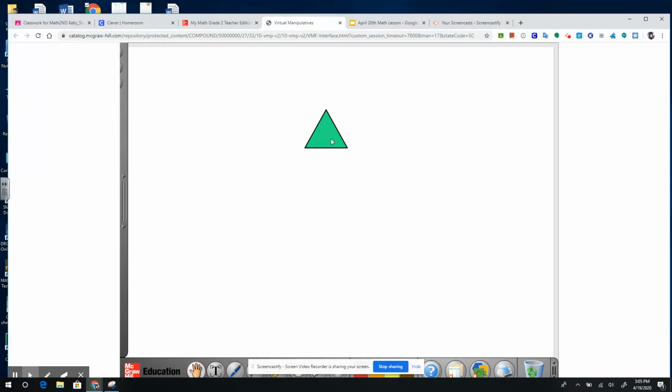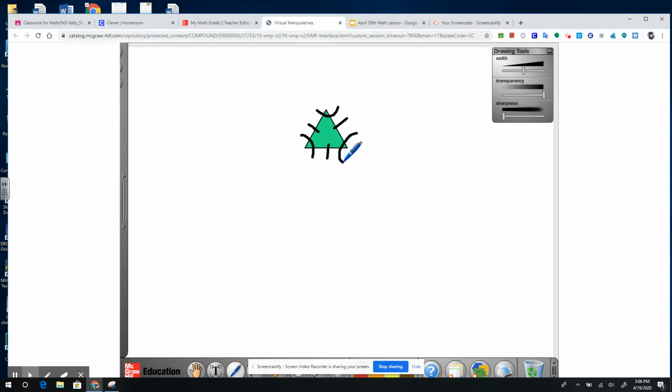All right, so we're just going to take a close look at this triangle for right now. And on this triangle, we're going to count the sides. So if I count the sides, I've got 1, 2, 3 sides. And then if I were to count the angles, I've got 1, 2, 3 angles.